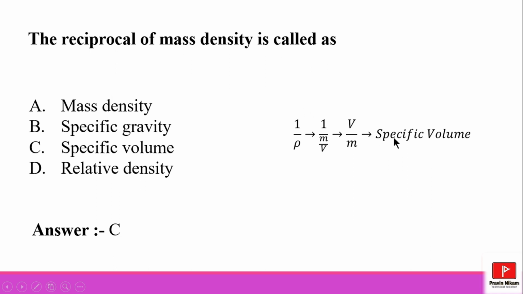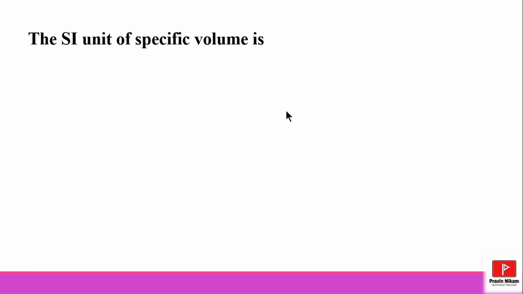Volume divided by mass is specific volume. That means specific volume is nothing but the reciprocal of mass density. Now see the next question. The SI unit of specific volume is.